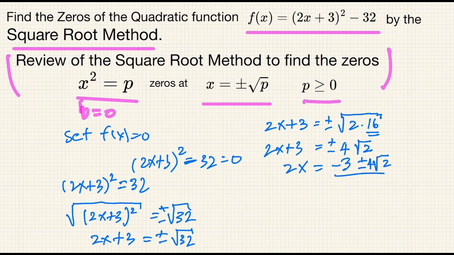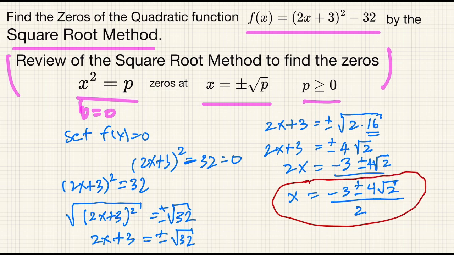Now if we divide both sides by 2, we get x is equal to −3 plus or minus 4 root 2, divided by 2. Okay, and so there is our solution. Those are the zeros of this quadratic function.